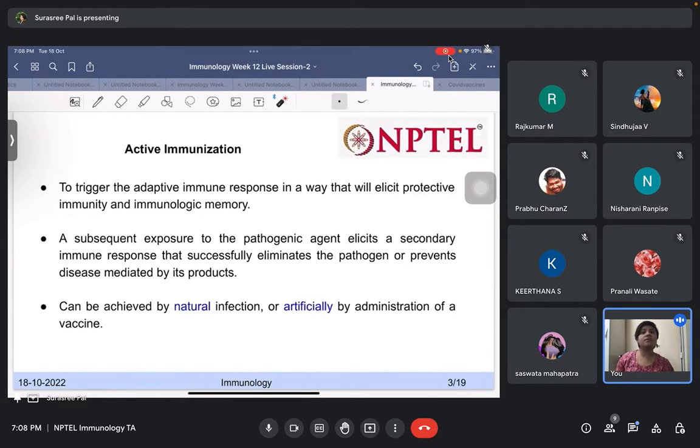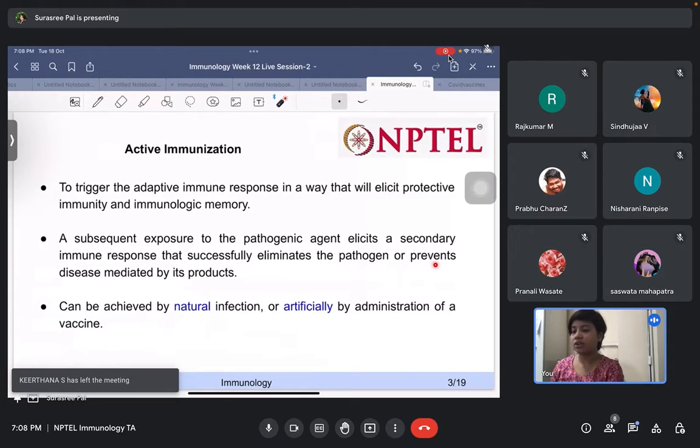This active immunization can also occur naturally or artificially. How can it occur naturally? If we are naturally infected by any pathogen or microorganism. The first time, the body fights that particular infection, and then the subsequent infection elicits a secondary immune response which is much quicker and much more efficient, and it successfully eliminates the pathogen and prevents the disease mediated by its products. What are these products? For example, antibodies, right?